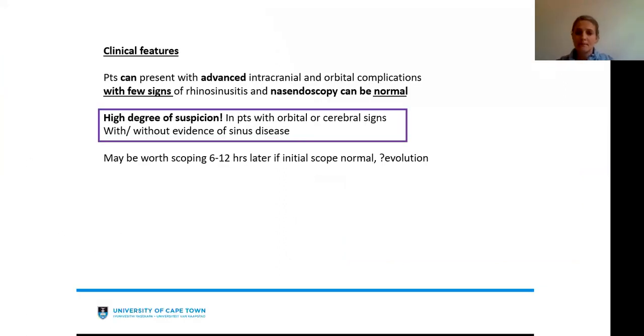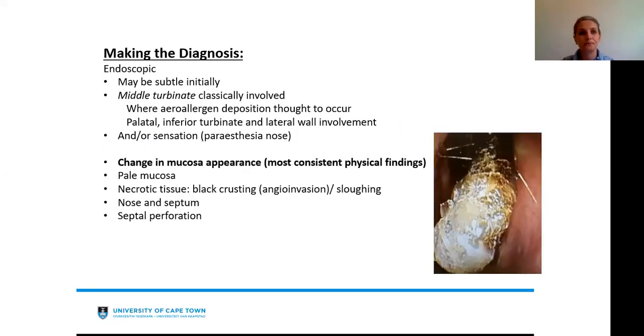What's important to know is that patients can present with very advanced intracranial and orbital complications with very few signs of rhinosinusitis, and your nasal endoscopy can actually be normal. So you have to have a very high degree of suspicion in any patients with orbital or cerebral signs, with or without evidence of sinus disease. And it may be worth rescoping these patients 6 to 12 hours later, even if your initial scope was normal, just to check that there's been no evolution of disease.